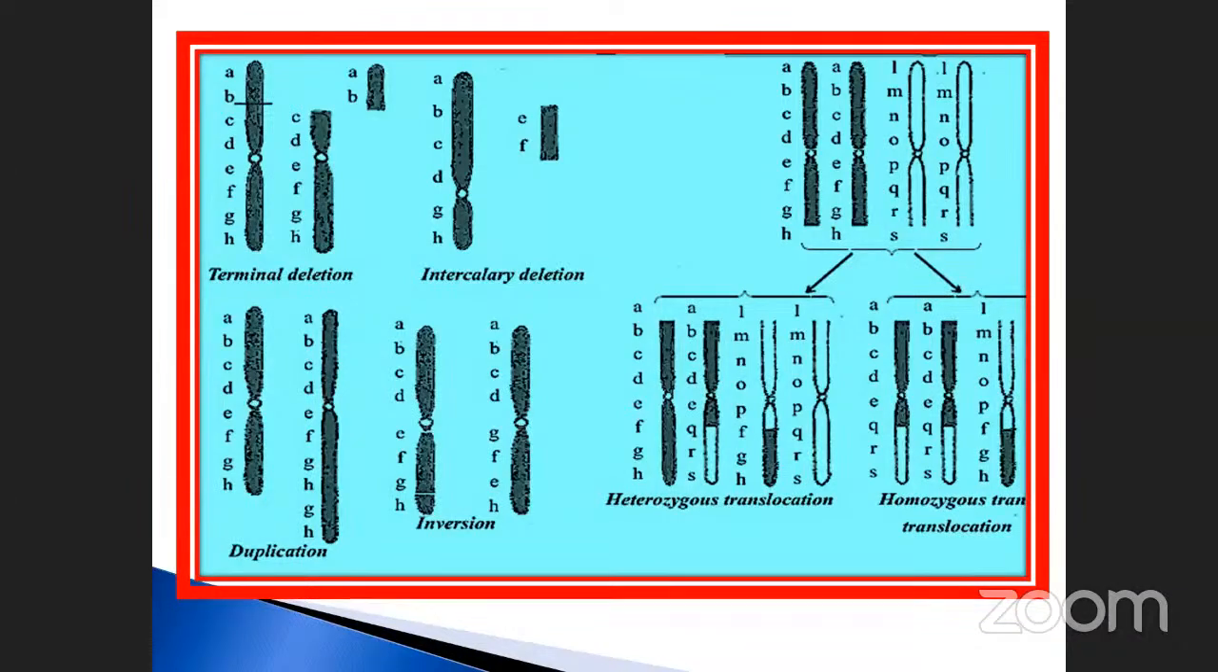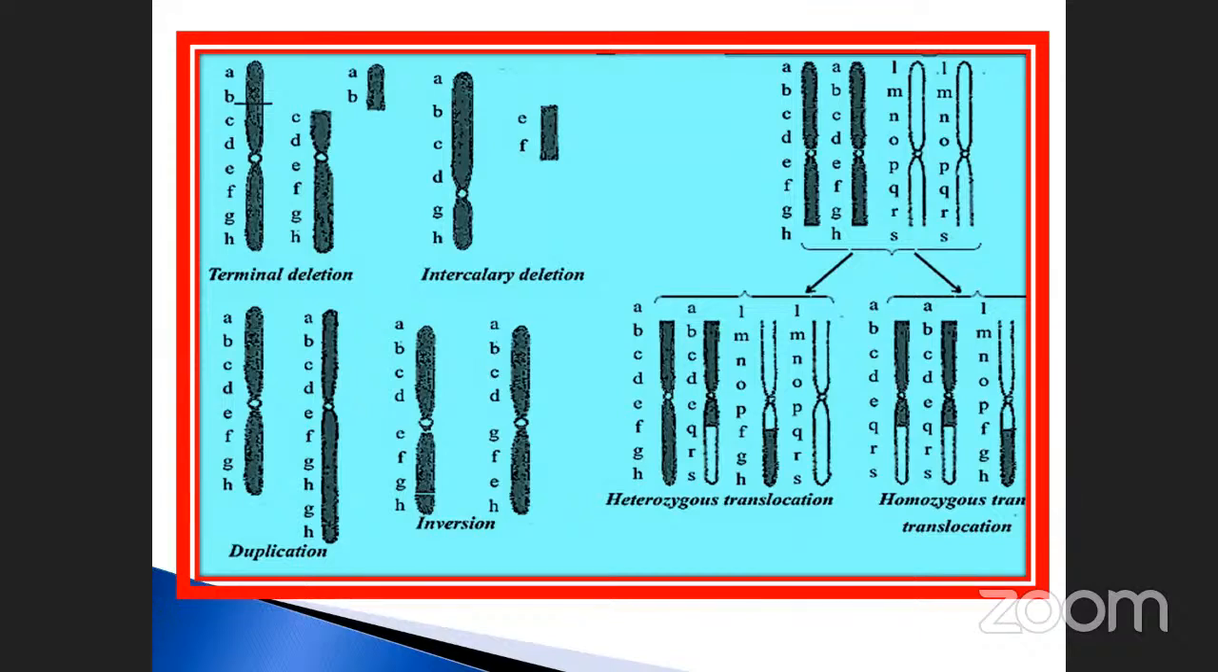Here, a particular portion is crossed over or joined here. This portion is also joined with another chromosome. As a result, crossing over also takes place. Okay, so we'll get something different. That's why it has a heterozygous translocation.